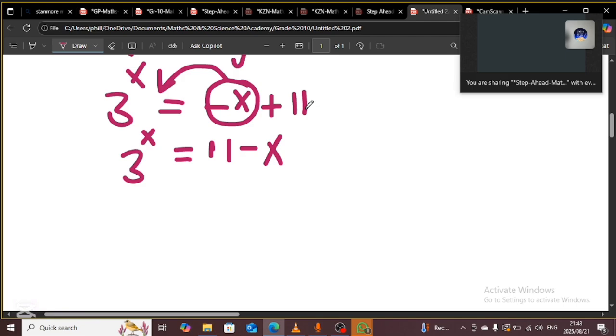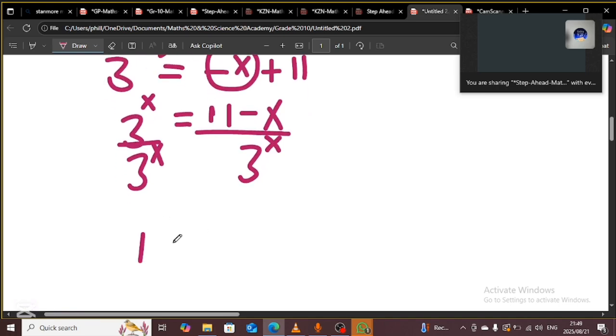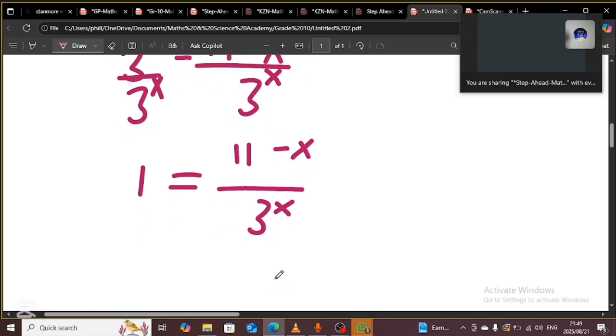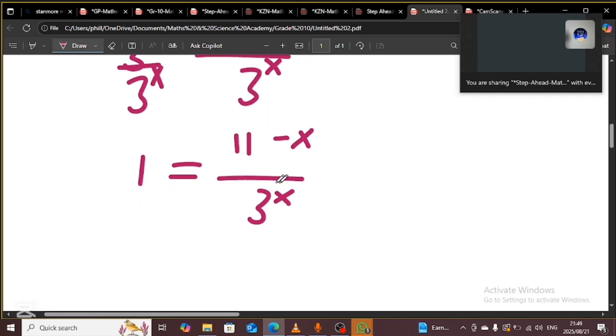I want us to write this thing as that. So now we'll divide both sides by 3 to the power of x. And even this side. So this side will remain with 1, right? Because 3 to the power of x over 3 to the power of x is 1. And the other side is 11 minus x all over 3 to the power of x. So now I'll take this 3 and put it as my numerator.